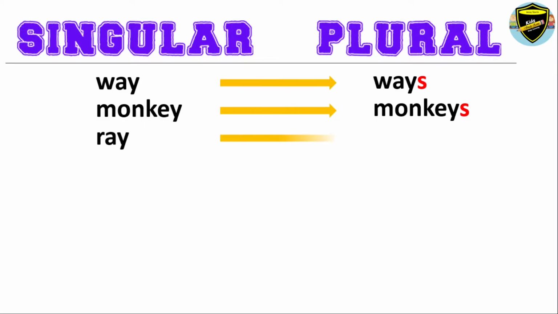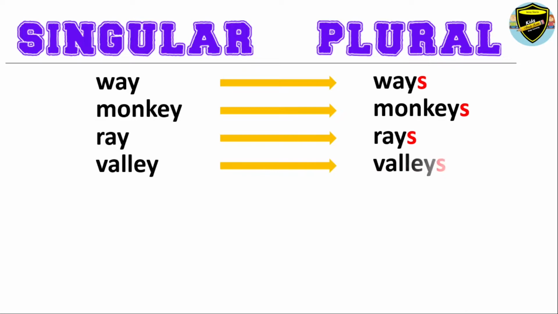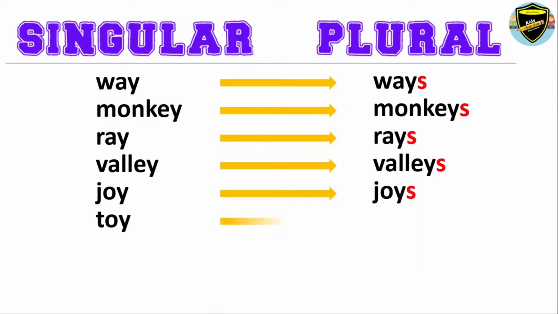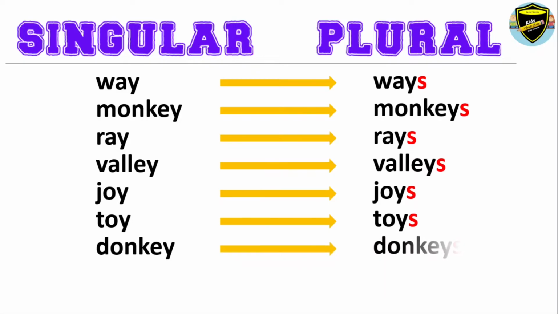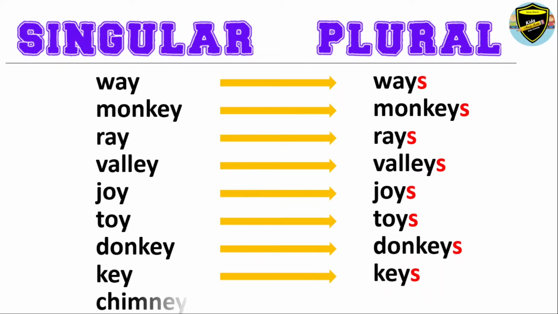Ray, rays. Valley, valleys. Joy, joys. Toy, toys. Donkey, donkeys. Key, keys. Chimney, chimneys.